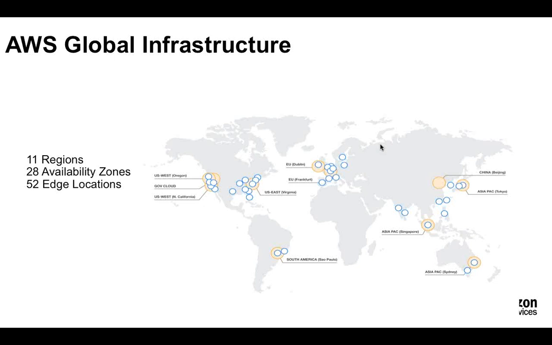So we have 11 regions. We have 28 availability zones. These regions cover the entire globe. We have 4 in North America, 1 in South America, we have 2 in Europe. Within APAC, we have Singapore, Sydney, and Tokyo. China is another region, and these regions allow you to deploy your applications to any geography.